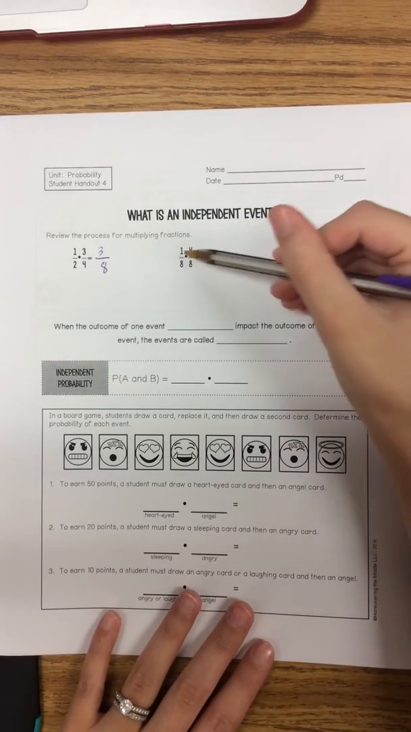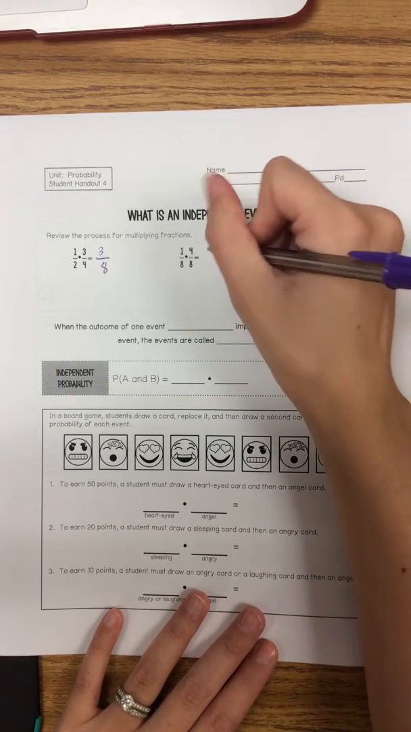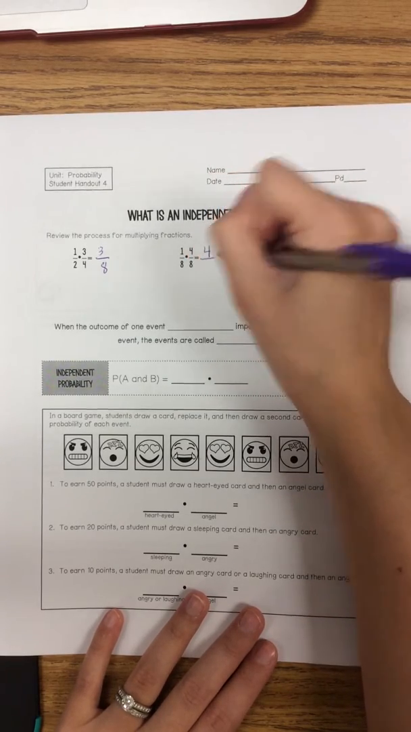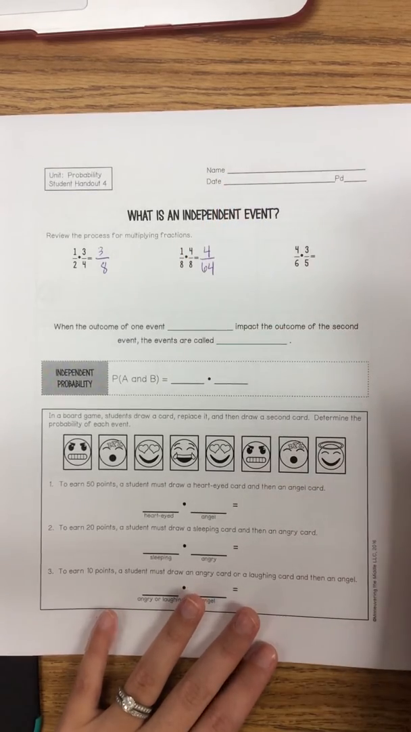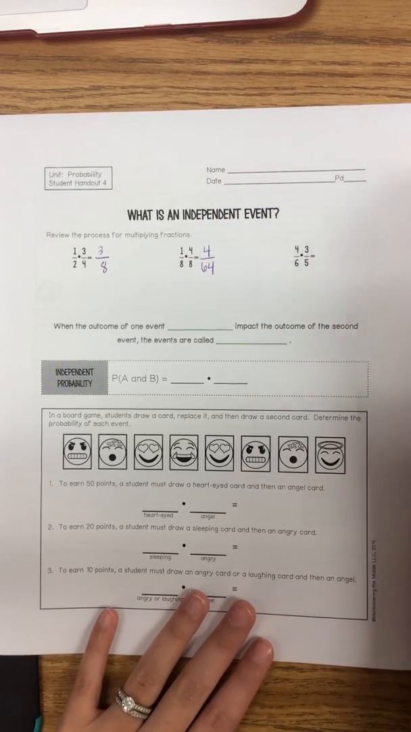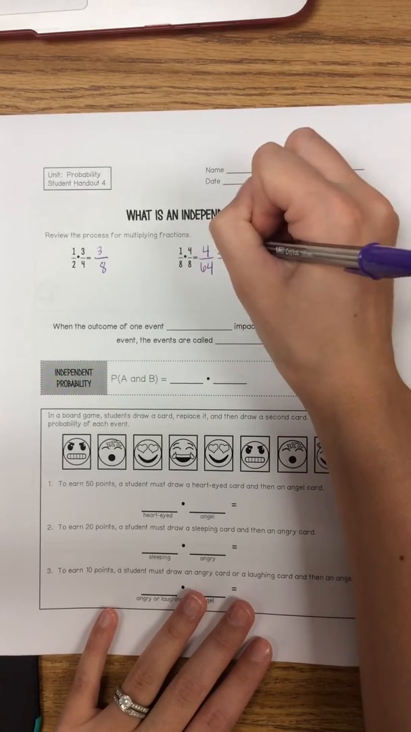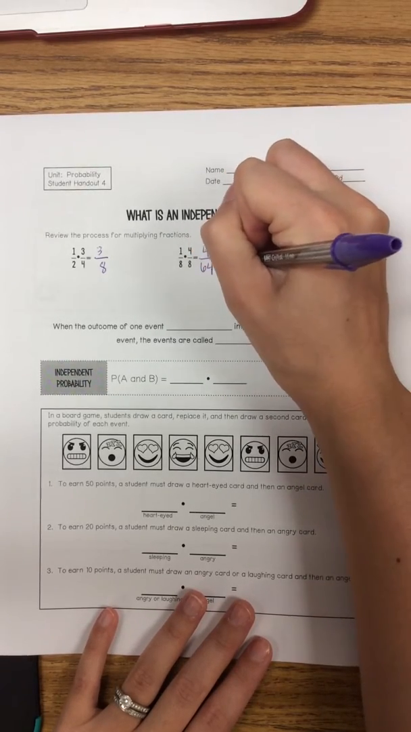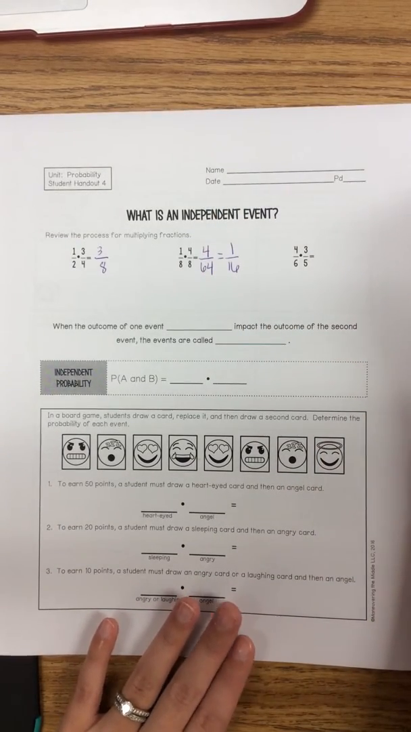Okay, so now we've got 1/8 times 4 over 8. So multiply straight across. 1 times 4 is 4. 8 times 8 is 64. Okay, so if we divide the top and the bottom by 4 to simplify this fraction, we will get 1 over 16. Okay, so that's as far as it can be simplified.